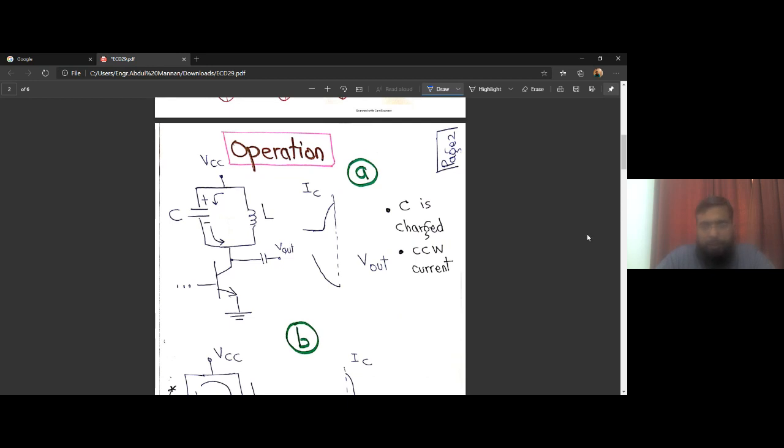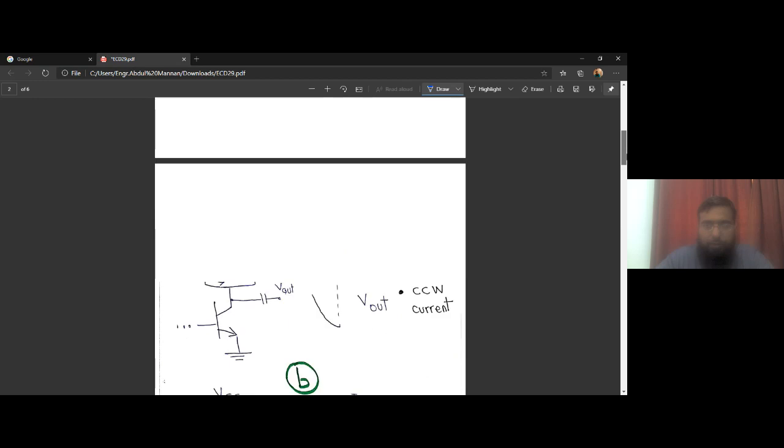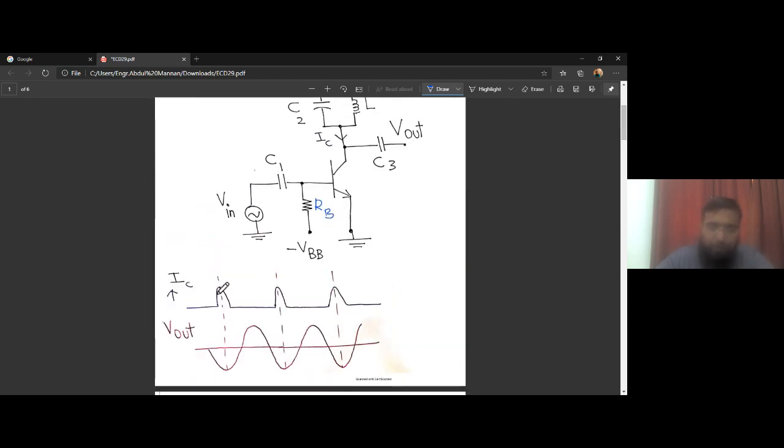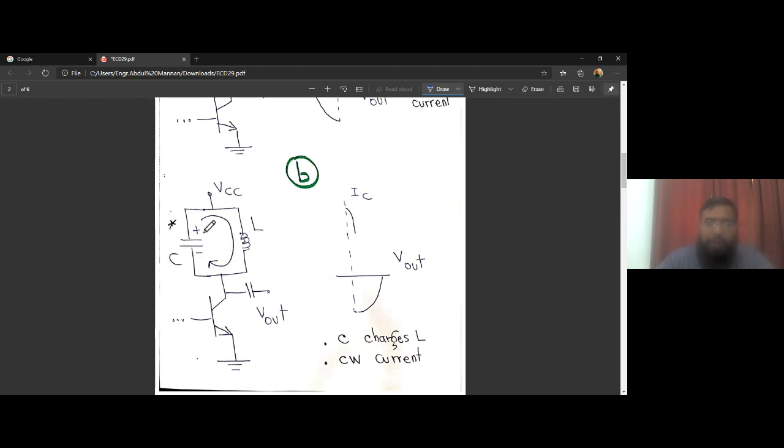In the second step, once charged, the capacitor discharges itself when the input current is 0 once again. At this point, the capacitor is not being charged. In fact, it will find a path to discharge itself. It will discharge itself through this inductor, and we have a clockwise current, and the output voltage will rise. It's negative, and it will rise to 0.